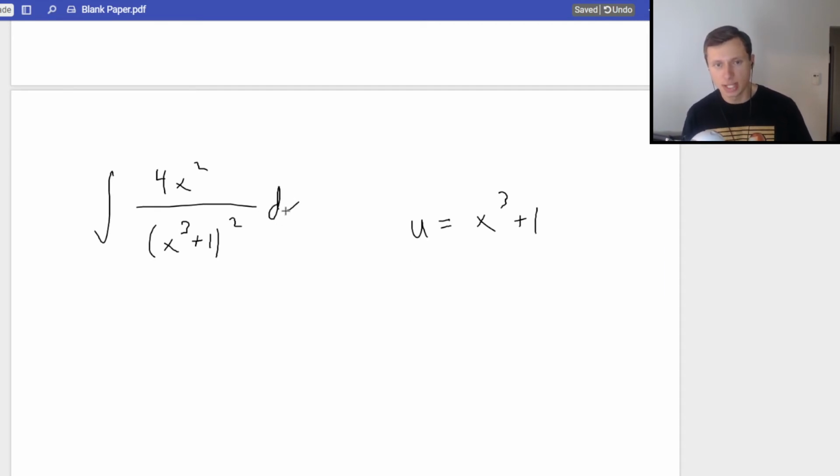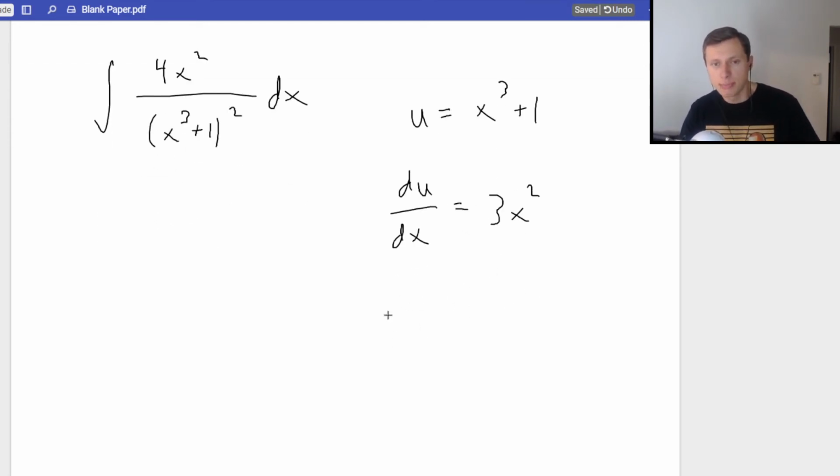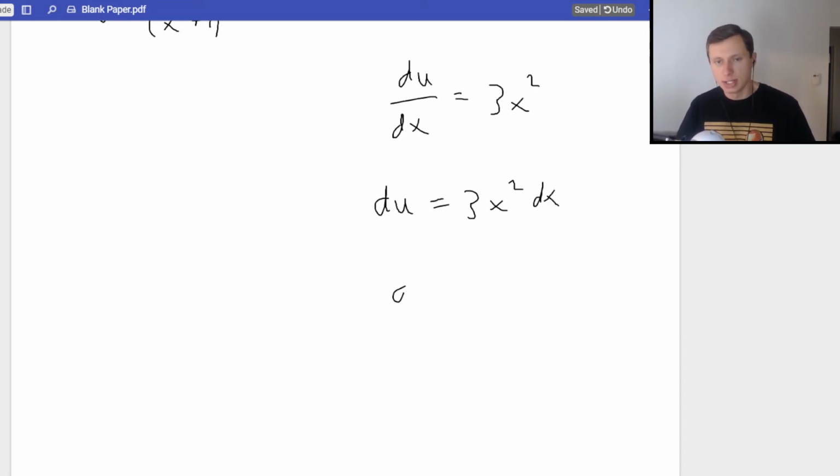The next step after you choose your u is to solve for dx, which I actually forgot to write in the problem. There we go. So to find dx, I need to say du/dx, my derivative, is equal to the derivative of x cubed plus 1, which is just 3x squared. Now I need to solve for dx, so I multiply both sides by dx. du will equal 3x squared dx, and then divide by 3x squared. dx is going to equal du divided by 3x squared.